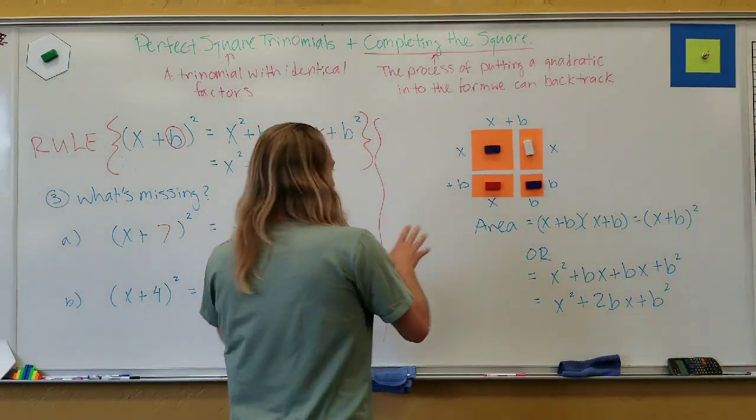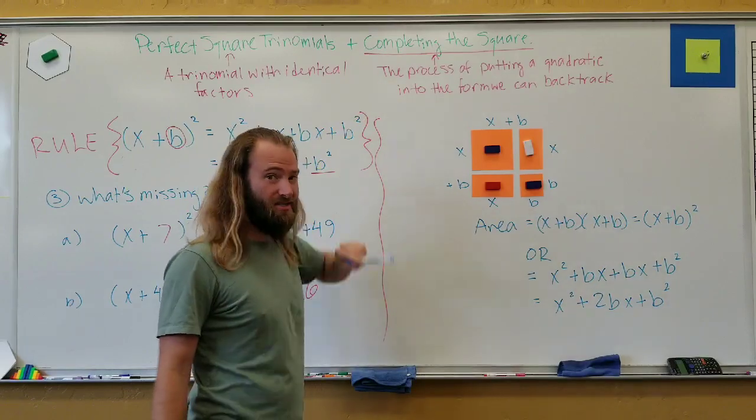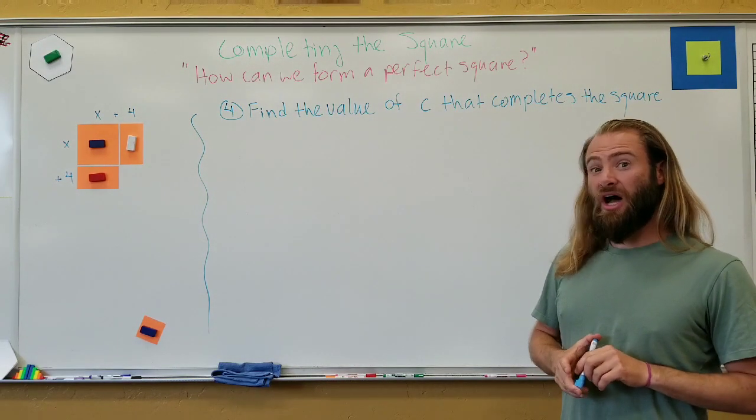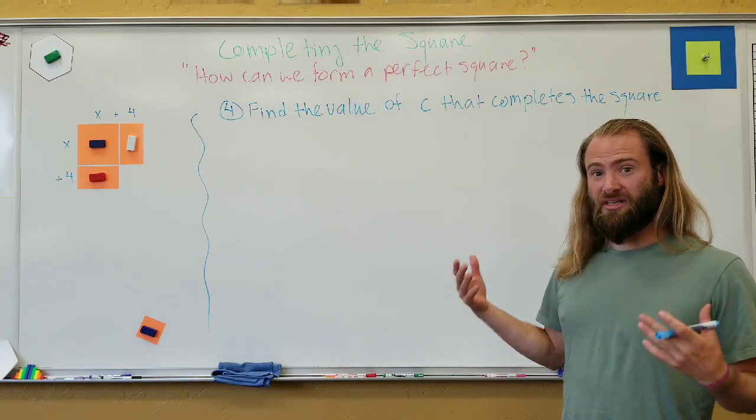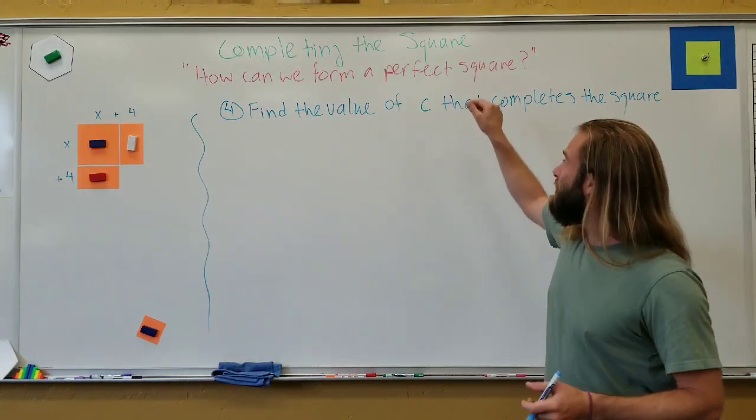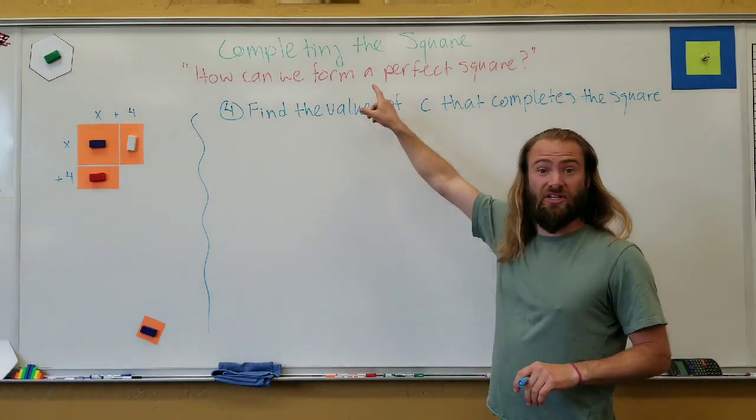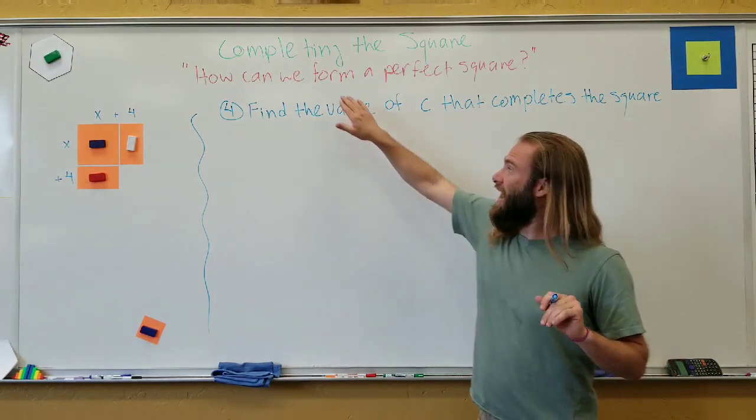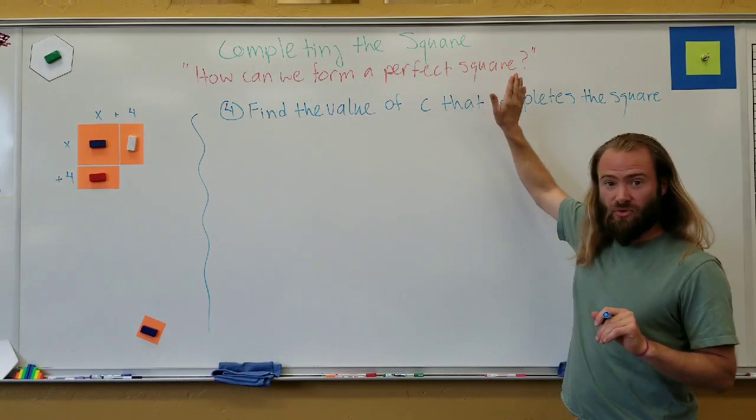And this is going to really help us understand the process called completing the square. Finally we get to the point where we can solve unfactorable quadratic equations. So completing the square really asks this question, and this is really important, so pay really careful attention to this. How can we form a perfect square?